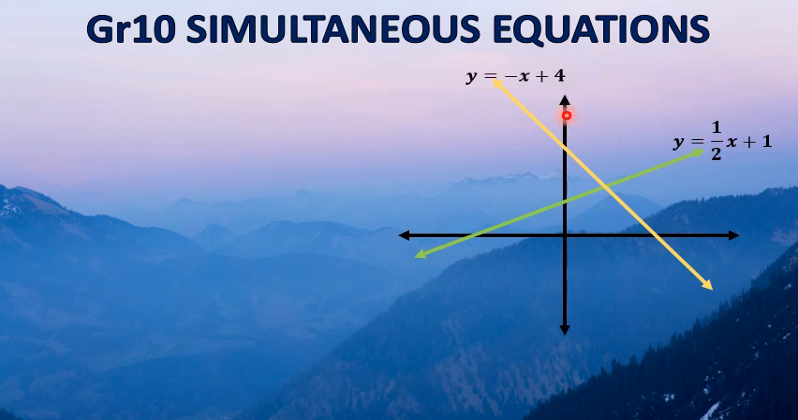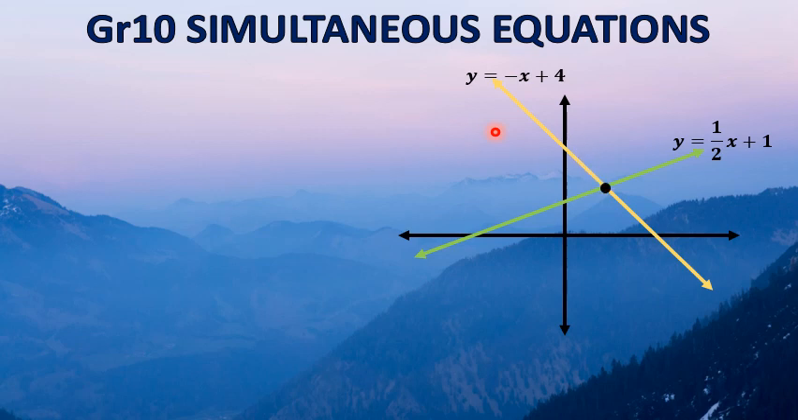What about the yellow one? y equals negative x plus 4. Yes, the y-intercept is higher than the other y-intercept, plus 4. Negative x means the gradient is on a decline. If you were walking left to right, you would be going downhill. This is a decreasing function. So yes, this equation suits the yellow line.